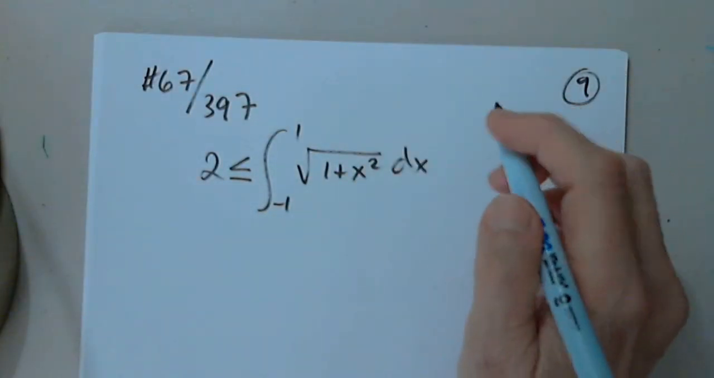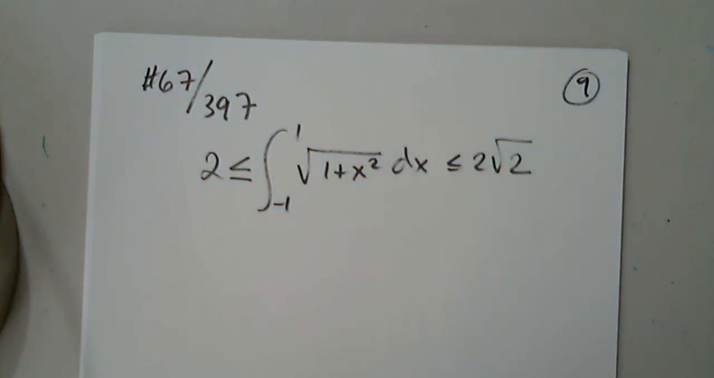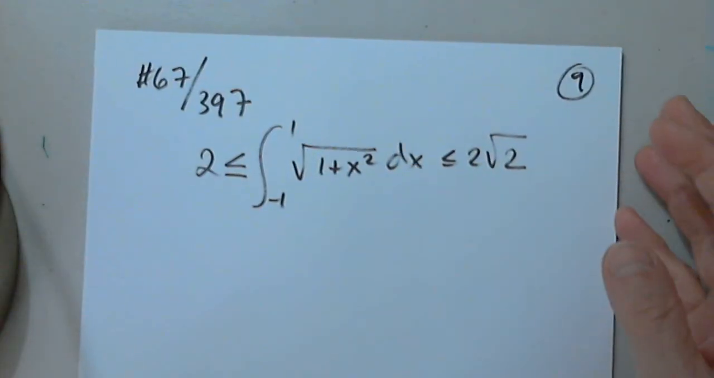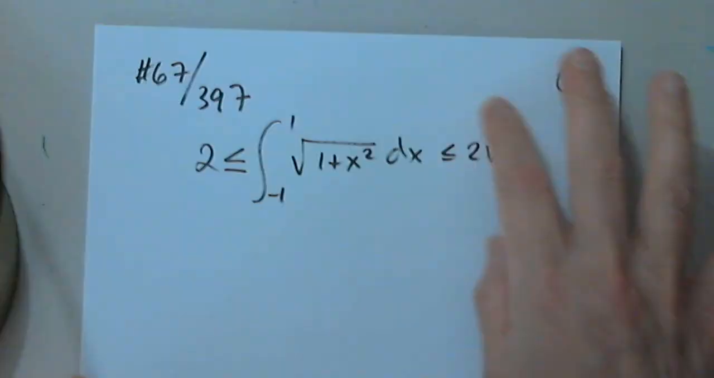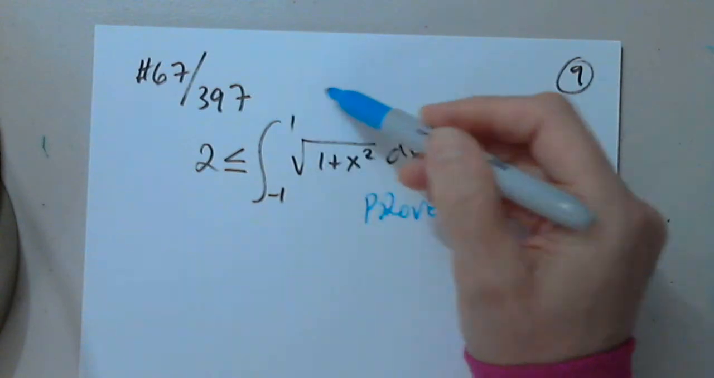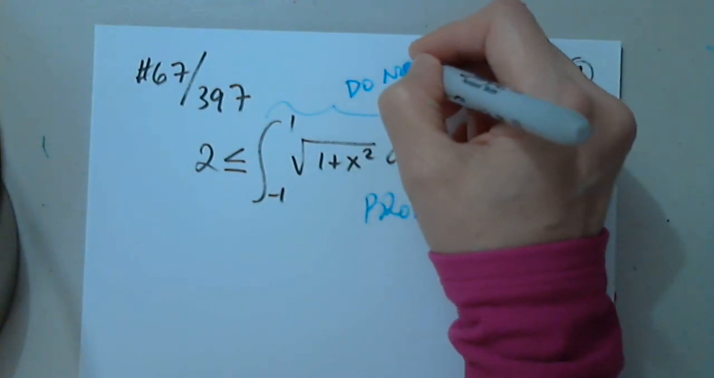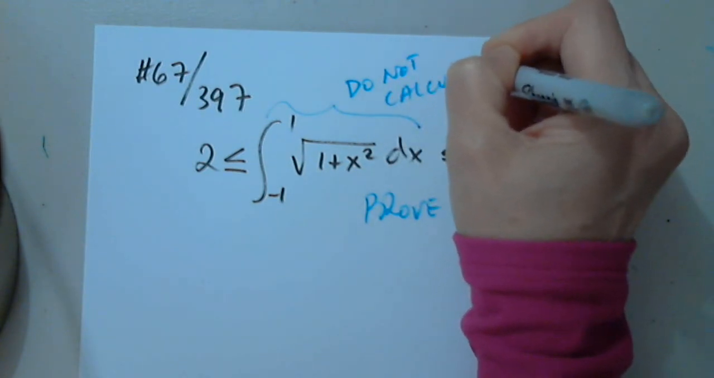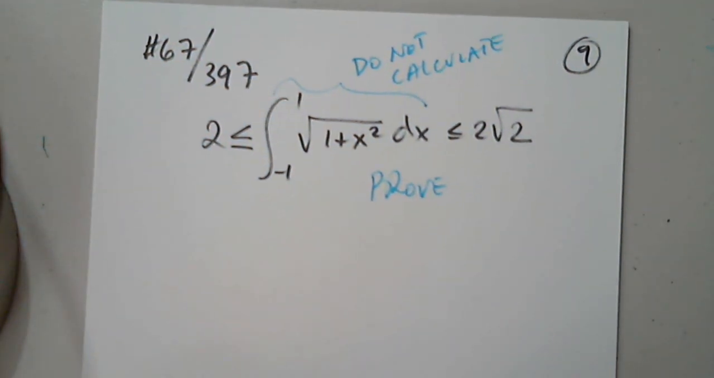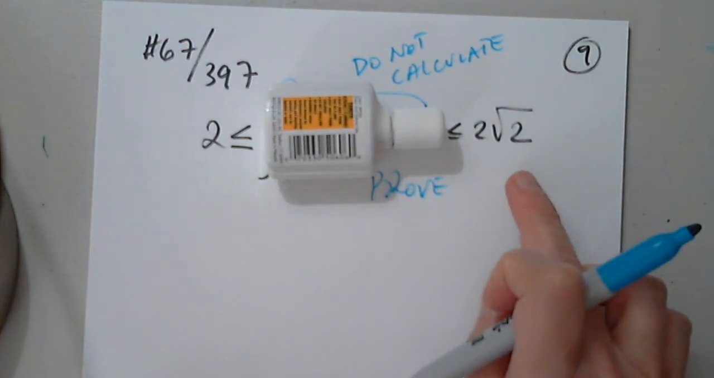Don't try to find the antiderivative of this. They're asking us to try to show this. They're asking us to prove this. Not calculate. We cannot calculate this. Do not. I'm going to write it, but we cannot. Do not calculate. We're asked to prove. So they're telling us, show me that this is a number somewhere between this one and this one.